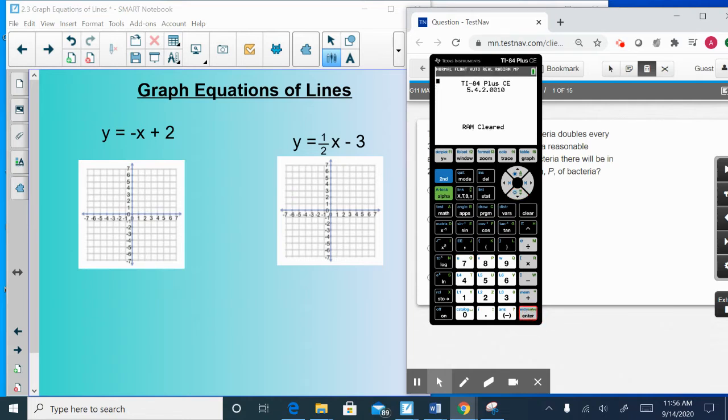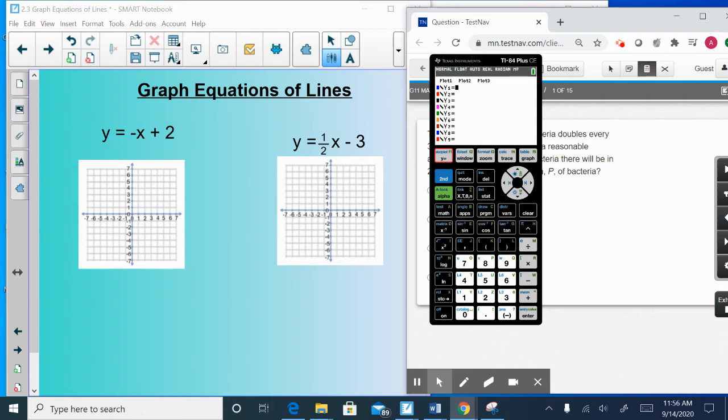Yes, I want to reset it. It should say RAM cleared. And then now we are all starting at the same point so we can move forward. All of the buttons for graphing are up here in the top 5 buttons. And what we're going to start out using is y equals.